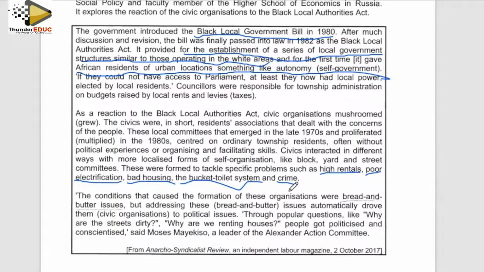Then there was also bad housing, which is still a legacy of apartheid in South Africa. Those municipality-owned properties were very poor in terms of the amenities and also in terms of the appearance of the structures. So there was bad housing and also the problem of the bucket toilet system, which was prevalent then because of poor sanitary facilities and poor water provision. And also there was the problem of crime. So those were the problems that were meant to be addressed by those local authorities. Let's go on to the next question.